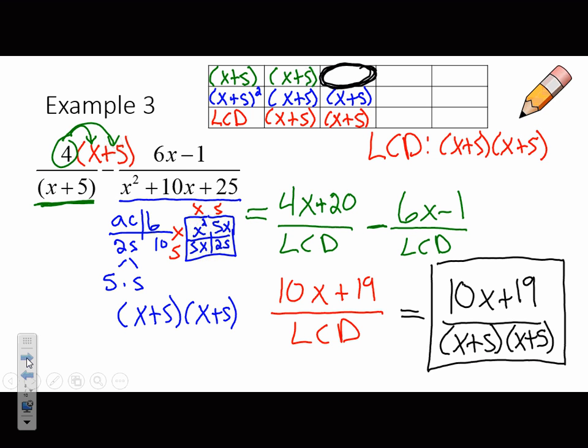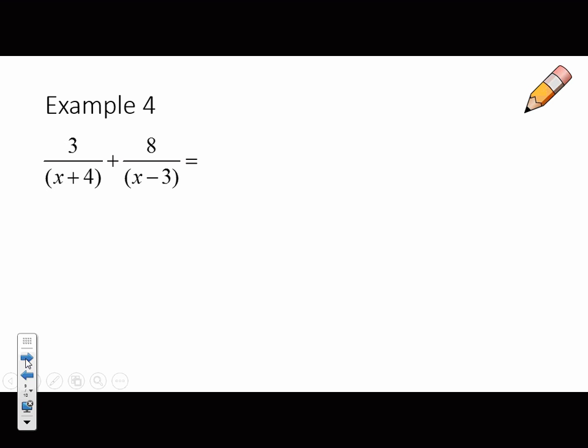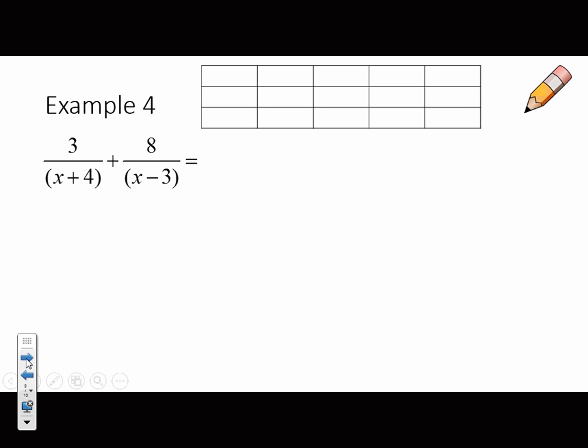Alright, ladies and gentlemen, example number 4. Here it comes. Right away, we look at our denominators. We have to see if we can simplify this at all. When we see this, we just have x plus 4 and x minus 3. We can't factor those at all, so we're going to put them in right away. My first fraction is x plus 4. My second fraction, the denominator, is x minus 3. My goal here is to find my least common denominator. Now when I do this, I'm going to put them in. Here I have x plus 4.